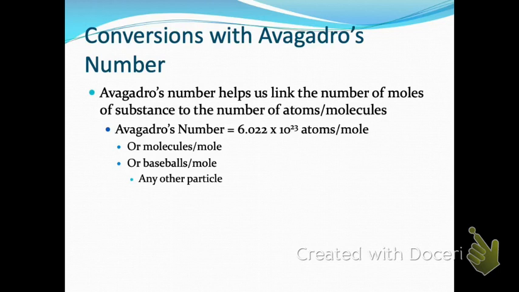What Avogadro's number does is it allows us to link the number of items in 1 mole. Most commonly, we think about it as how many atoms are in 1 mole, or how many molecules are in 1 mole, but it could be baseballs in a mole, or any particle in 1 mole. We've talked about Avogadro's number a couple times. It's like a dozen, but bigger.